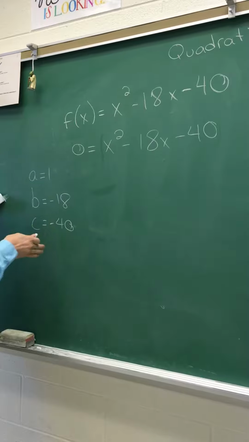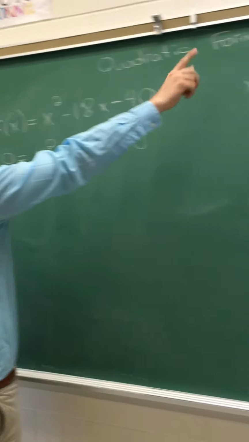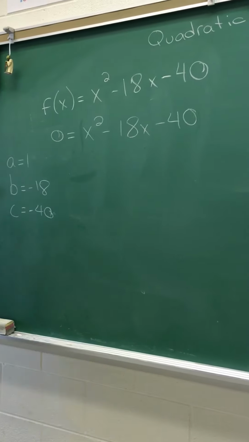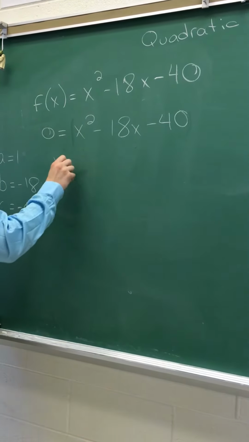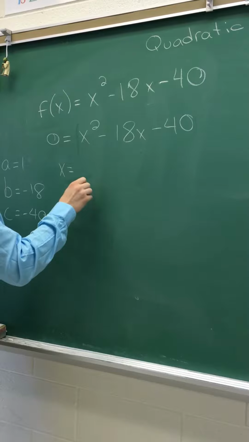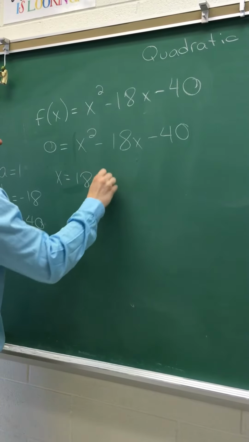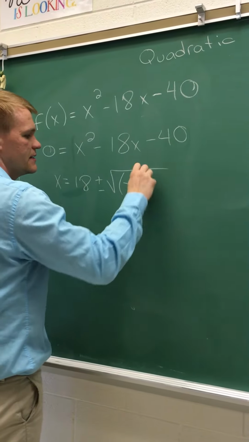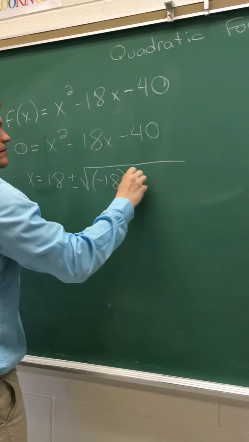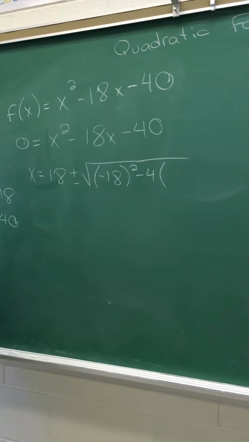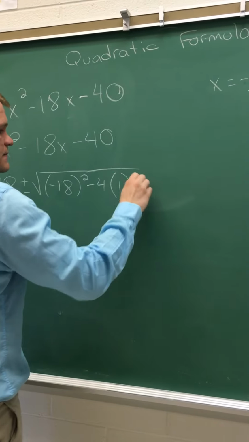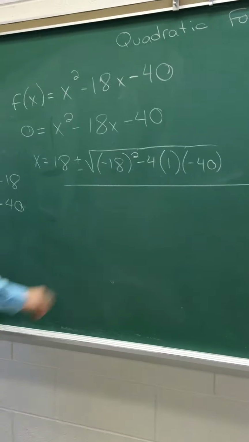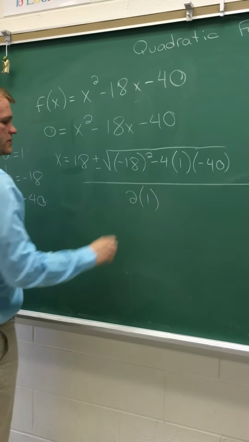We're going to take this information and plug it into that formula right there, which is known as the quadratic formula. Here we go. x equals the opposite of my b, so the opposite of negative 18 is positive 18, plus or minus the square root of negative 18 squared minus 4 times my a value, which is 1, times my c value, which is negative 40, all over 2 times my a value, which is 1.